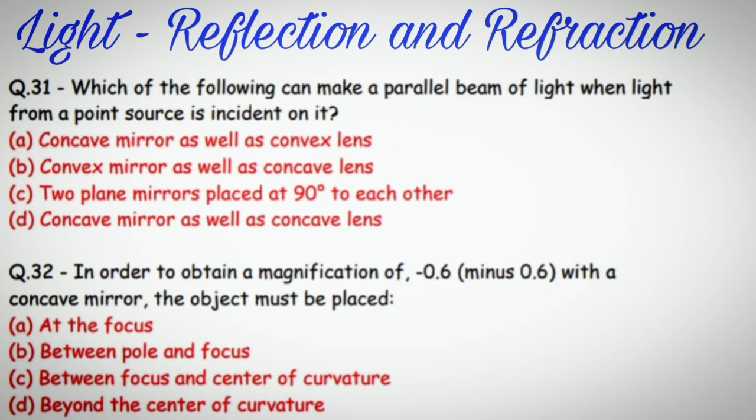Next question comes here. In order to obtain a magnification of -0.6 with a concave mirror, the object must be placed: option A, at the focus; option B, between pole and focus; option C, between focus and center of curvature; option D, beyond the center of curvature. And the correct answer is beyond the center of curvature.